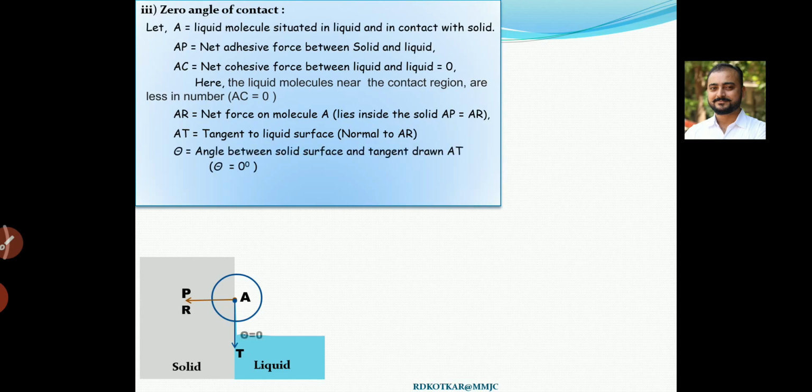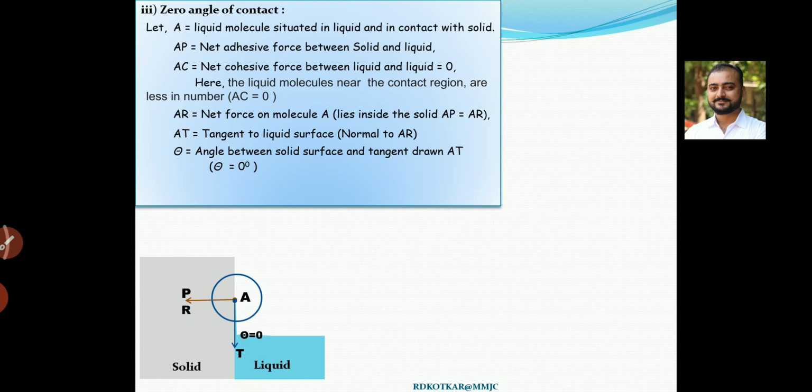Then what about theta? Theta is the angle between the solid surface and the tangent drawn AT. Everyone knows theta is the angle of contact, and it is defined as the angle between the tangent drawn to the free surface of liquid and the solid surface at the point of contact, which is measured from inside the liquid.